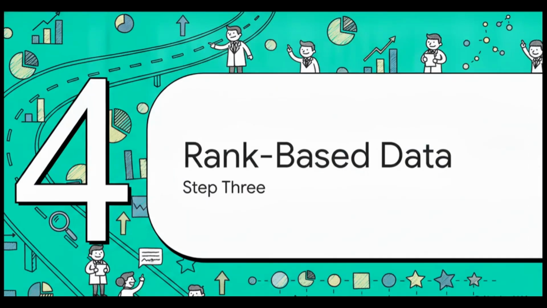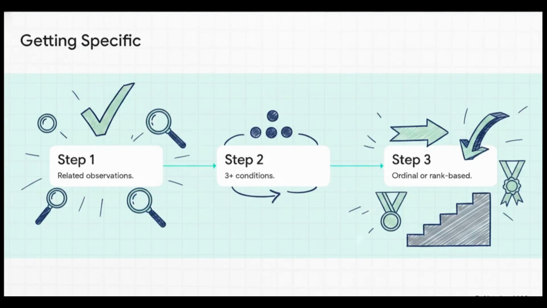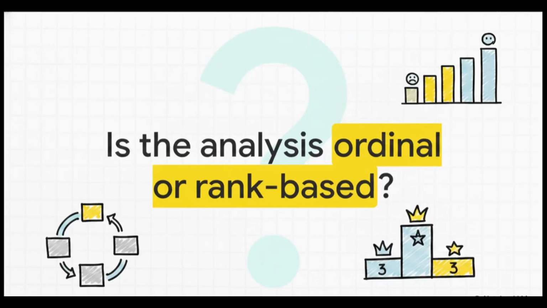On to Section 4, Step 3, Rank-based data. Just tracking our progress for a second, we have ticked the boxes for related observations and for having 3 or more conditions. So our third milestone focuses on whether our analysis is ordinal or rank-based. We're getting highly specific now. The absolutely crucial point here is confirming your data fits these specific ordinal or rank-based criteria.